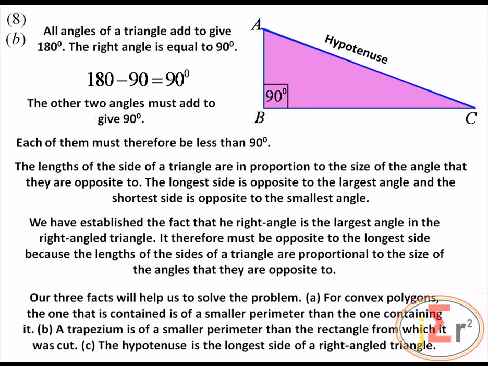Our three facts will help us to solve the problem. A. For convex polygons, the one that is contained is of a smaller perimeter than the one containing it. B. A trapezium is of a smaller perimeter than the rectangle from which it was cut. C. The hypotenuse is the longest side of a right-angled triangle. So, by noting these facts, the amount of calculation that we will have to do in completing the next section is going to be very much smaller than otherwise.